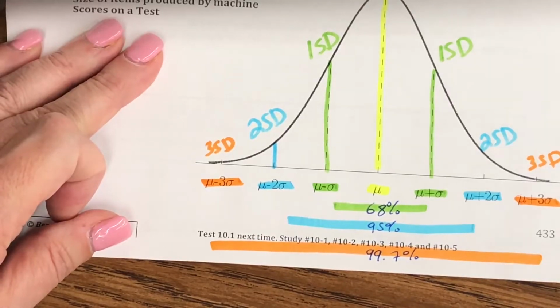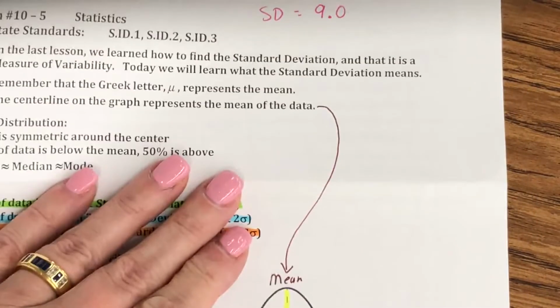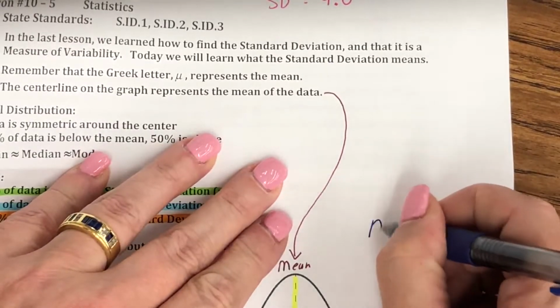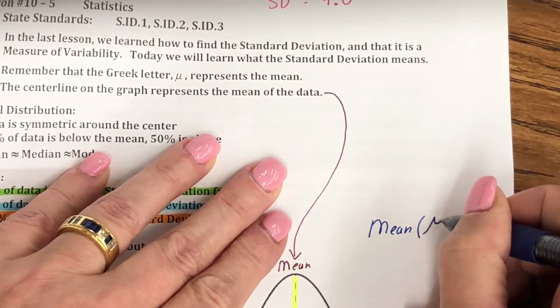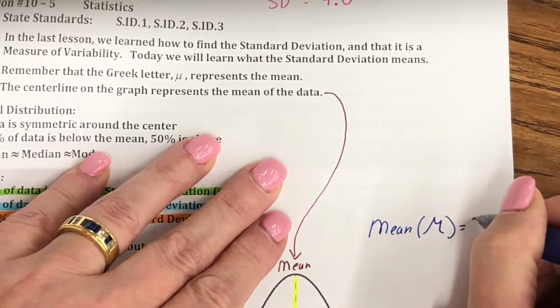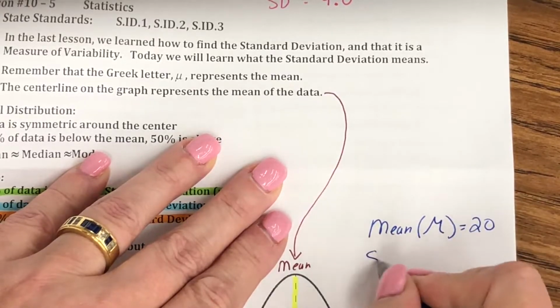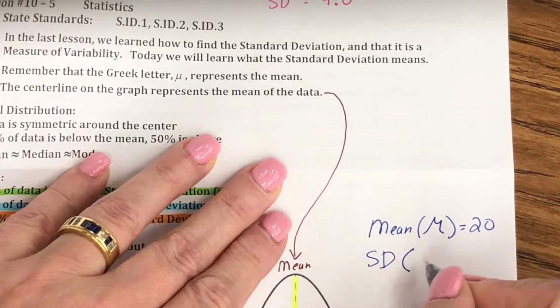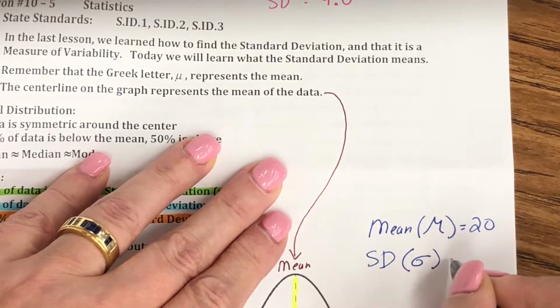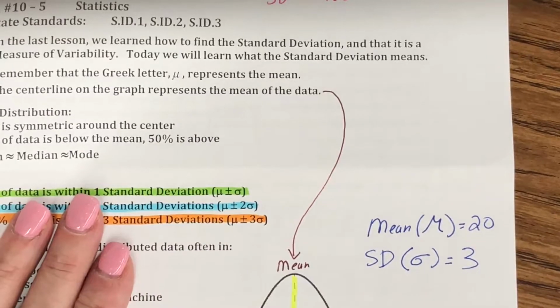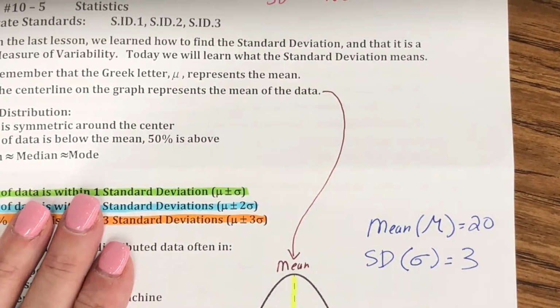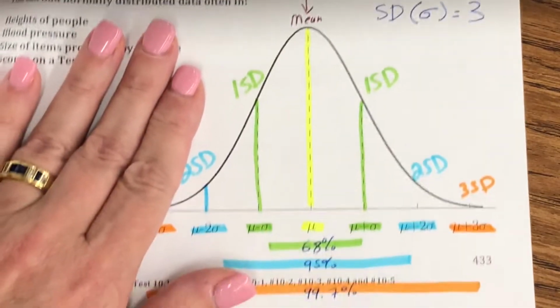Okay, we're going to come up with a situation. Let me just write it up here. The mean, which is represented by mu, equals 20, and our standard deviation, which is represented by sigma, equals 3. This is going to help us understand how this works a little bit better. So I know my mean is 20.